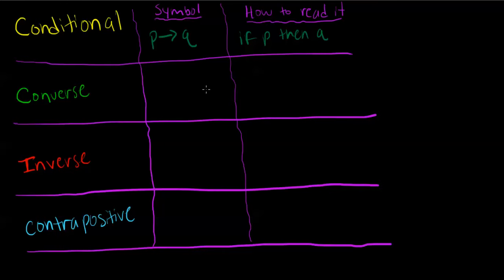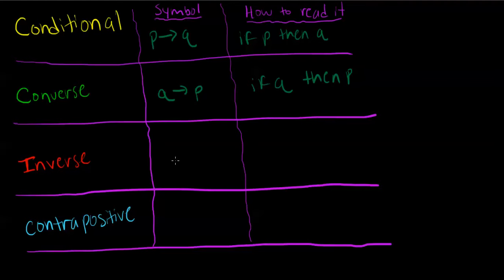So let's look at a converse statement now. Exchange the hypothesis and conclusion. So Q, then P. And it would be read as: if Q, then P. So if angle A is acute, then the measure of angle A equals 15. That's just an example. Now we're going to look at inverse.